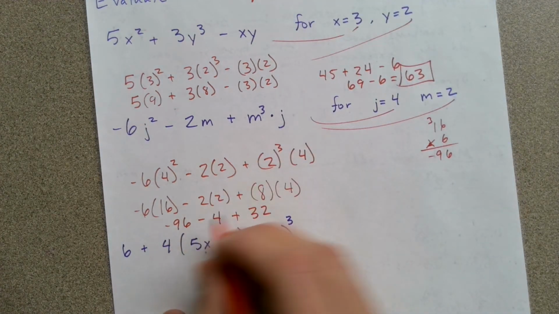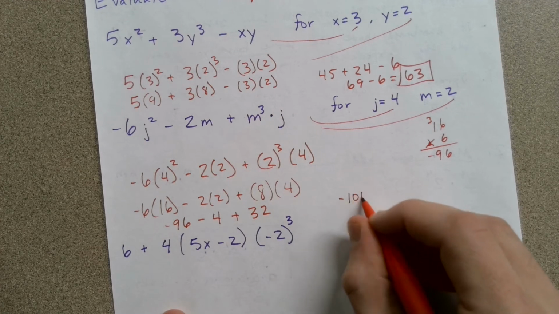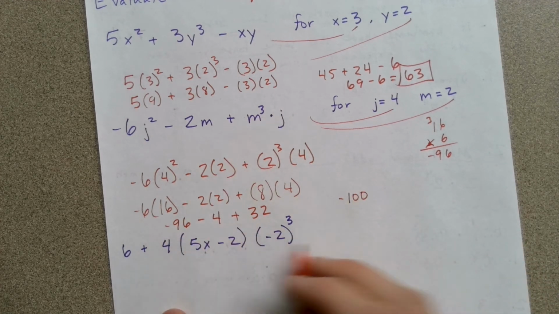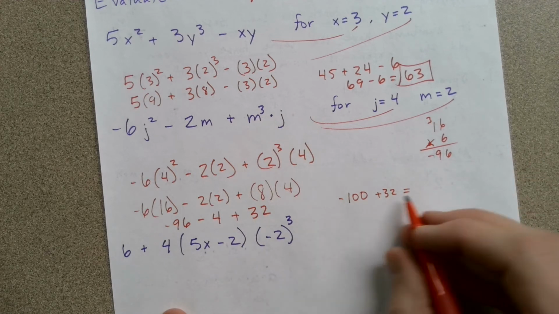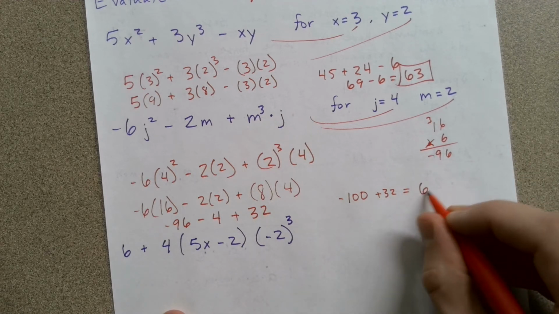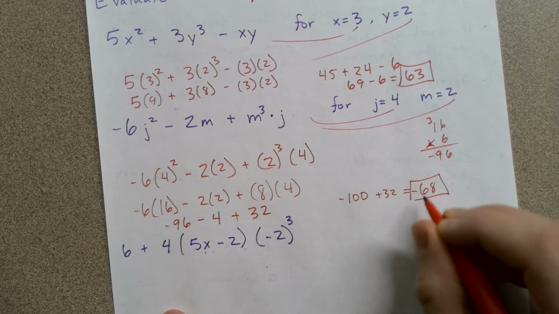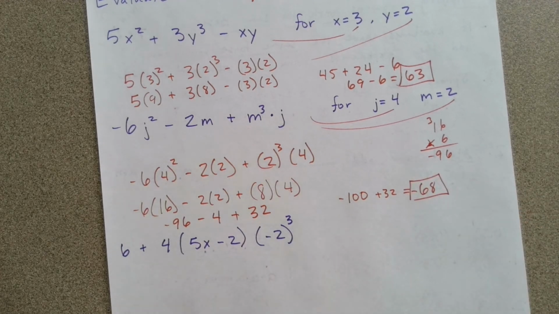Okay, last step. We're doing that addition, subtraction from left to right. Negative 96 minus 4 is going to be negative 100. Minus 4 more from that. Plus 32 gets me to, let's see if I can do some mental math here. Hope I don't mess up. That's going to be negative 68, because I got more negatives than I do positives.